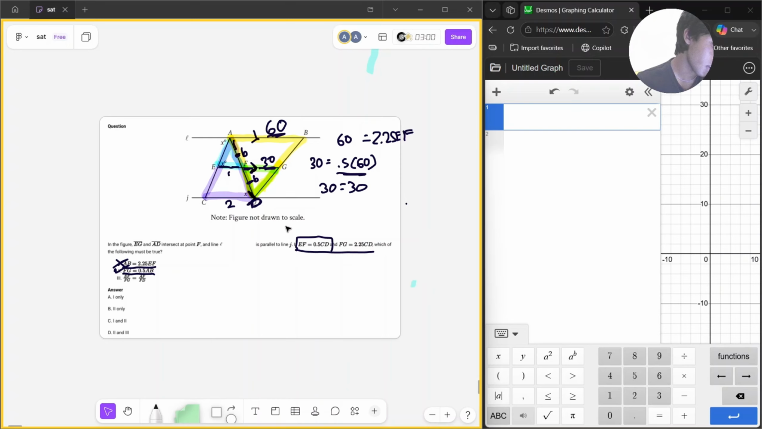All right, now for our last choice 3, EF over FG. So 1 over 30 in this case is equal to AF over FD. Let me erase some of this stuff. This side over this side is just equal to B over B, which is 1. So 1 over 30 is equal to 1. That's absolutely wrong. 3 is wrong. 2 is our only answer. Our choice is B.